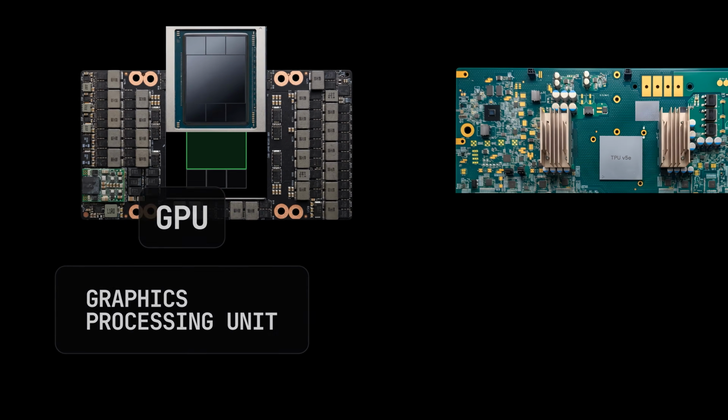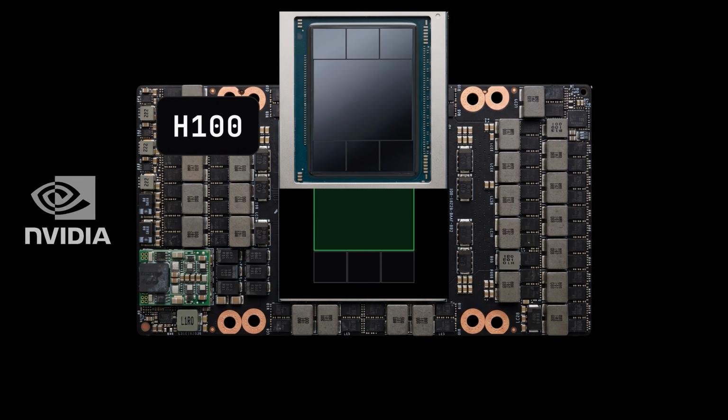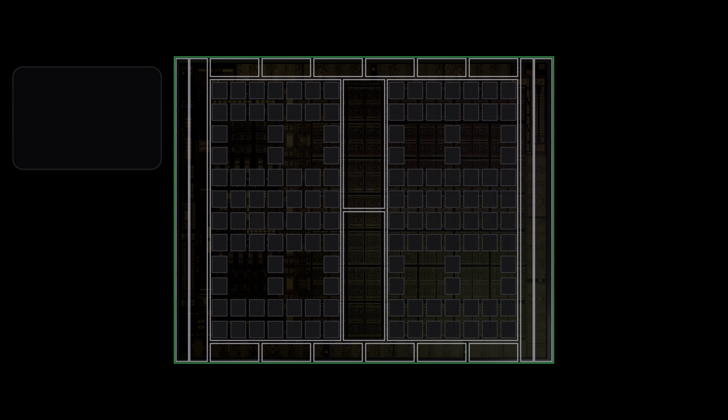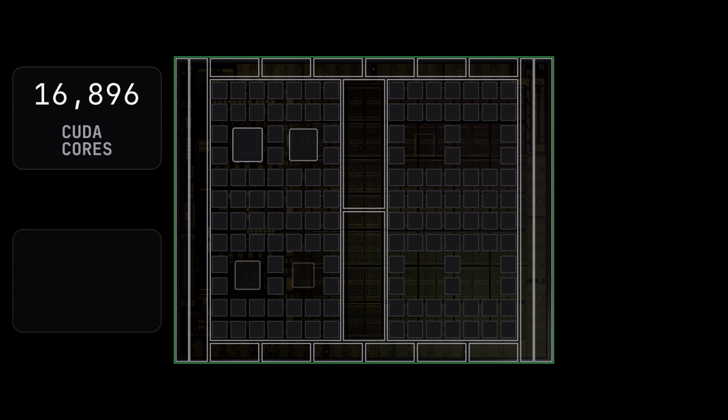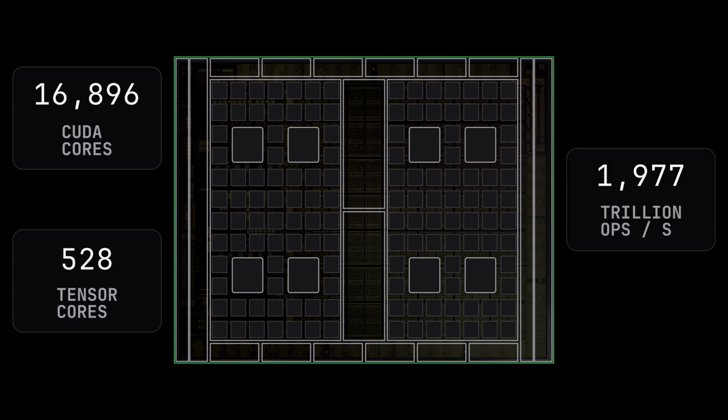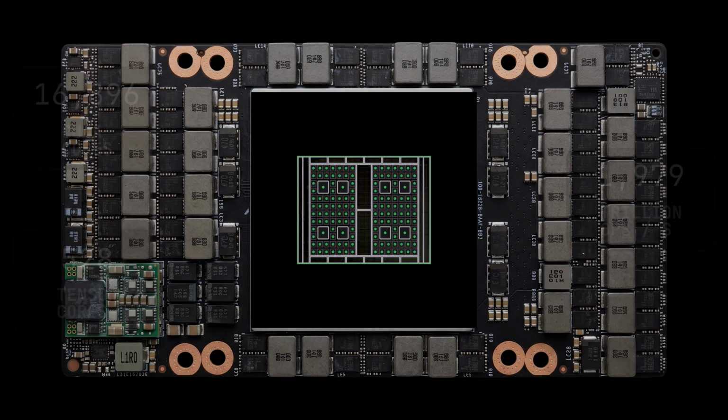A typical AI accelerator like NVIDIA's H100 is built from 80 billion nanoscopic transistors, wired together into 16,896 CUDA cores and 528 Tensor cores, capable of 2,000 trillion operations per second. Essentially the engine behind the entire AI boom.